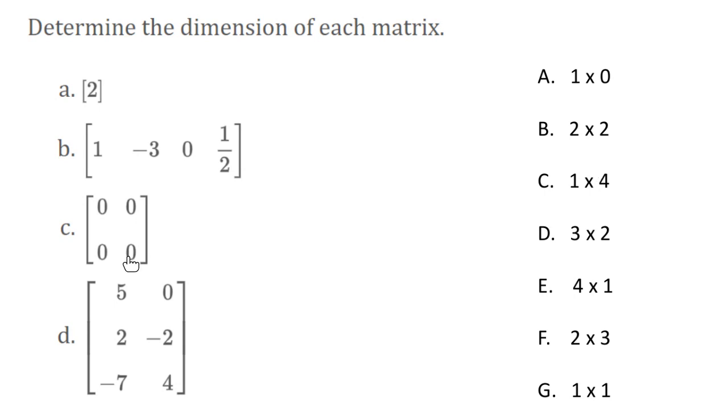How about this one, C? We have 2 rows, 2 columns, right? So this one would be B. It's a 2 by 2 matrix. How about D? For D, we have 1, 2, 3 rows and 1, 2 columns. So this would be a 3 by 2. So again, this is a 3 by 2 matrix.